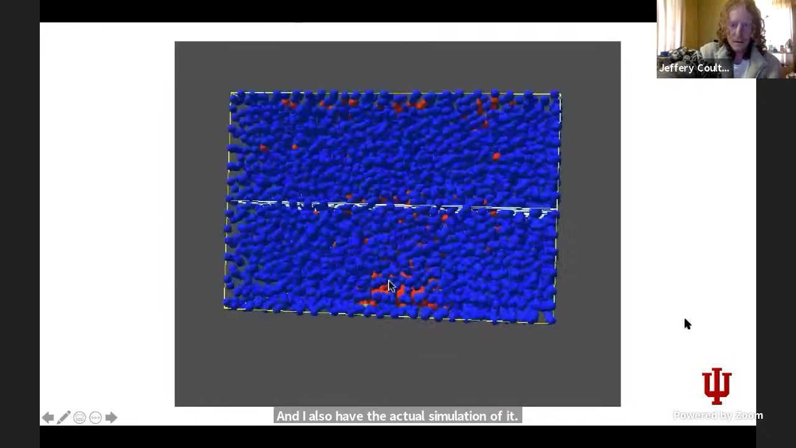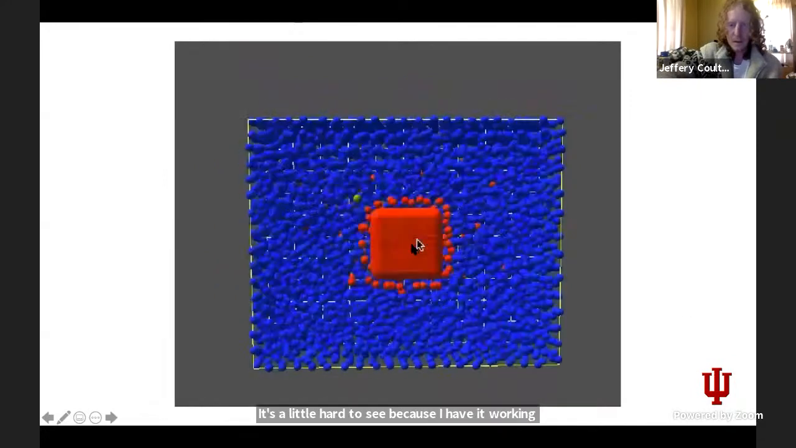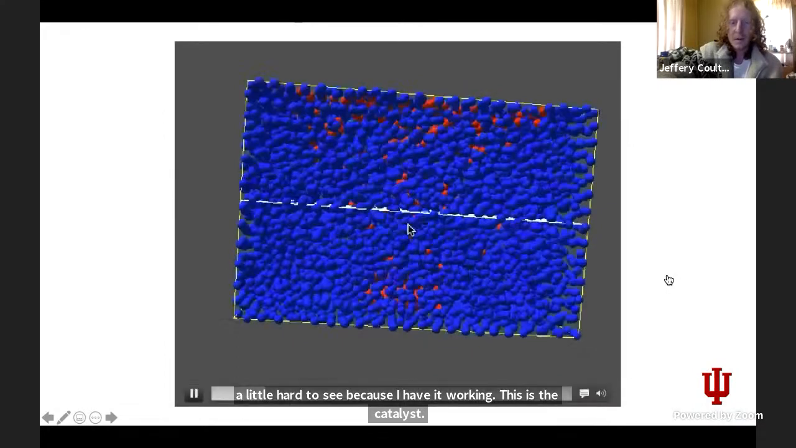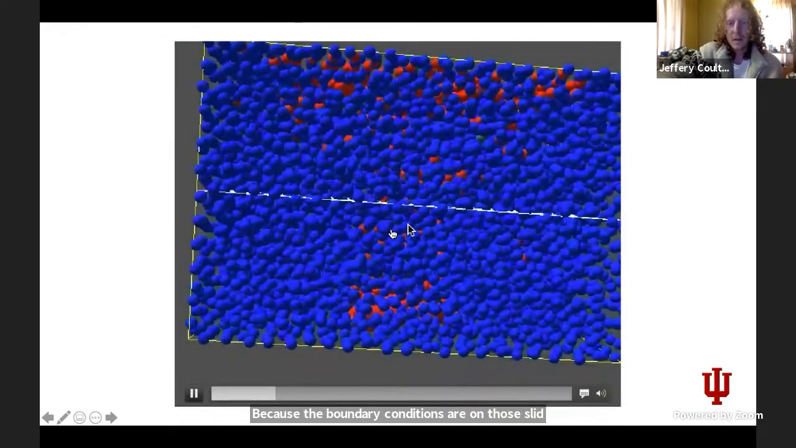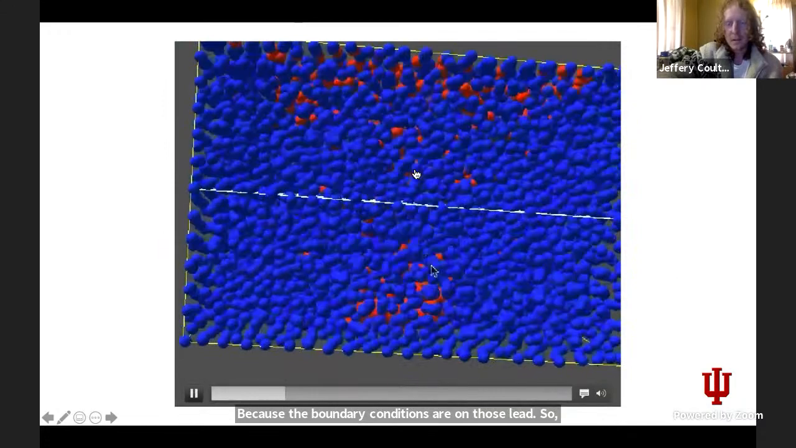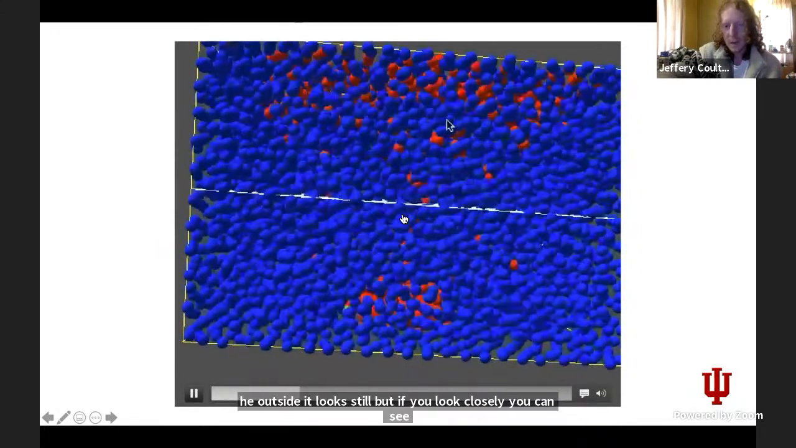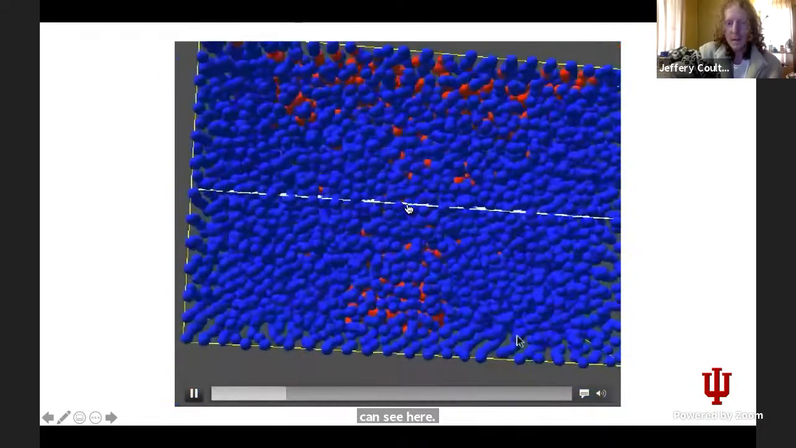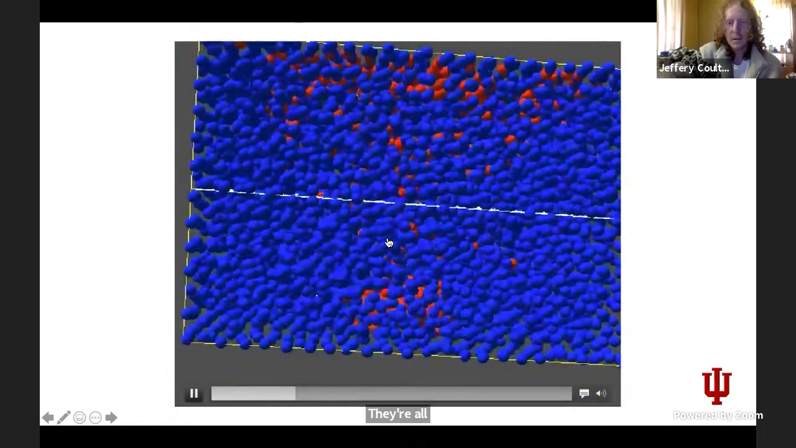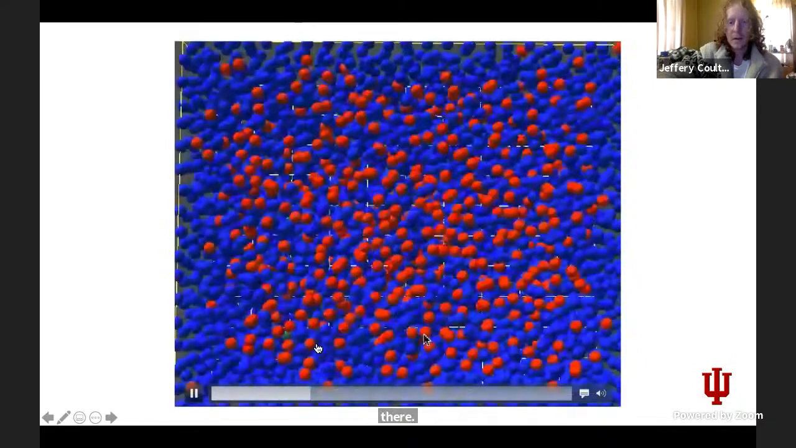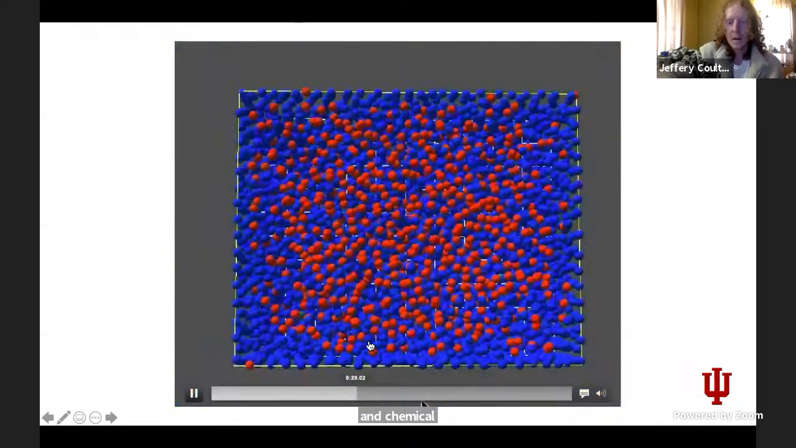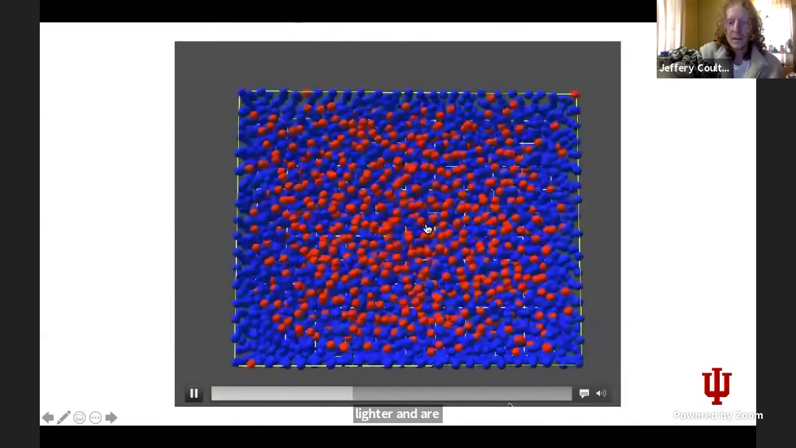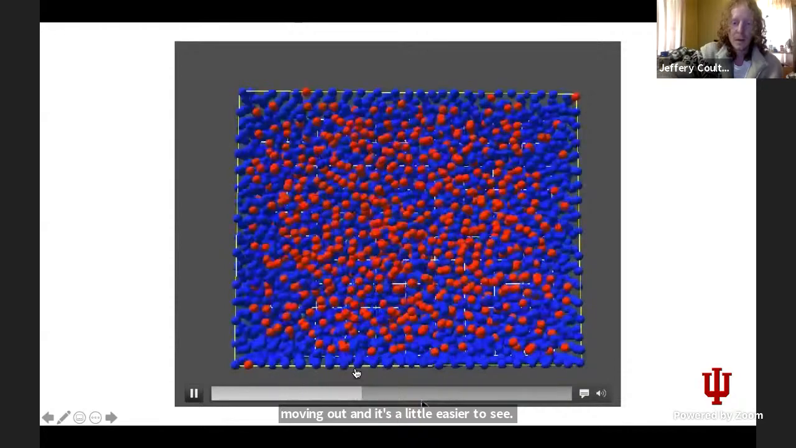I also have the actual simulation of it. It's a little hard to see. This is the catalyst. Because the boundary conditions are all no slip, on the outside it looks still, but if you look closely, you can see the red chemical-filled cells, once they've reacted, are lighter and are moving up, and it's a little easier to see here on the top, where it's kind of bubbling up in the middle.